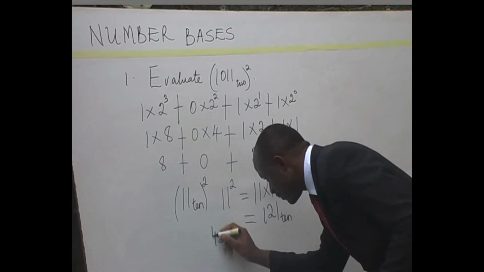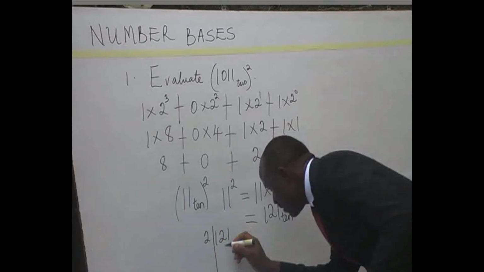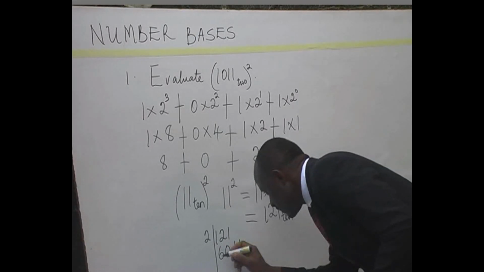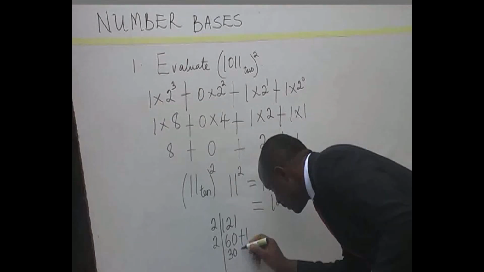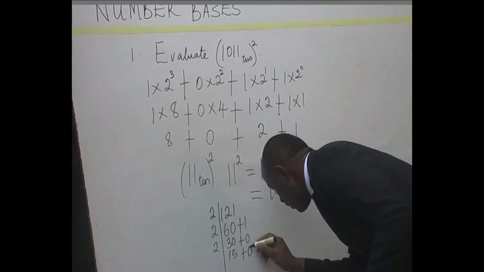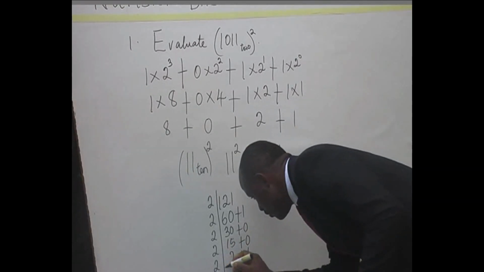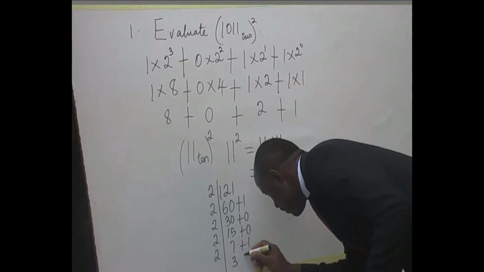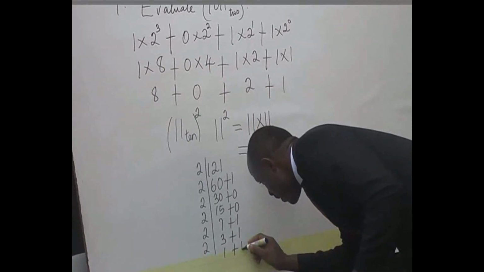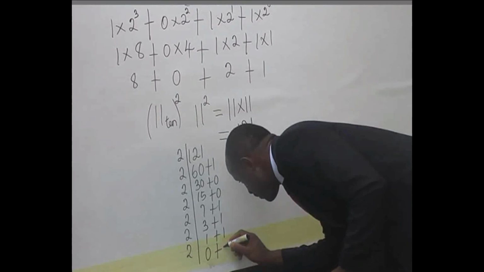We have 121 divided by 2. 2 into 12 is 6, 0 remainder, plus 1. 2 here, we have 30, plus nothing. 2 here, you have 15, plus nothing. 2 here, you have 7, plus 1. 2 here, you have 3, plus 1. 2 here, you have 1, plus 1. And the last 2 into this is nothing, plus 1.